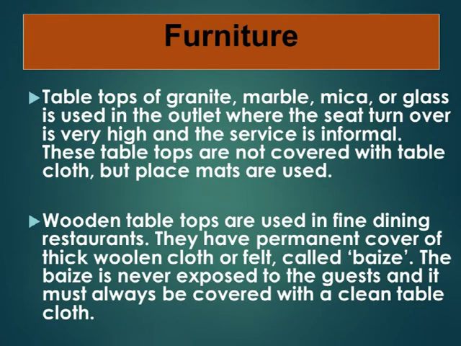Tabletops of granite, marble, mica, or glass are used in outlets where the seat turnover is very high and the service is informal. These tabletops are not covered with tablecloth, but placemats are used. Wooden tabletops are used in fine dining restaurants. They have a permanent cover of thick woolen cloth or felt, called baize. The baize is never exposed to the guests and it must always be covered with a clean tablecloth.